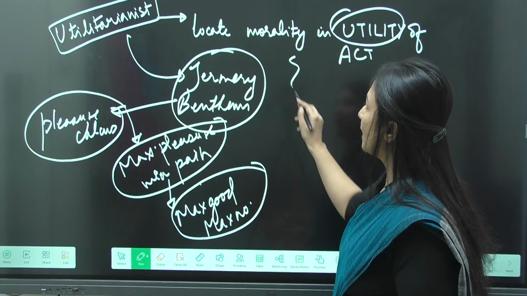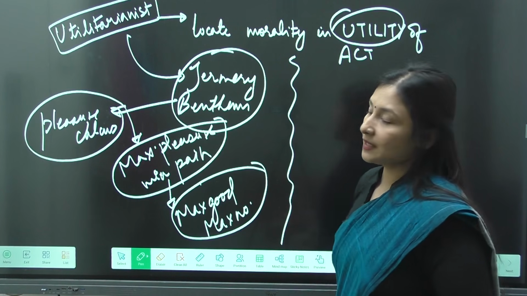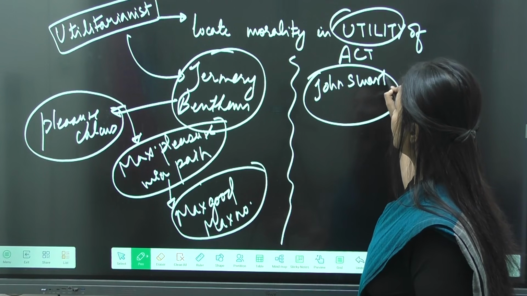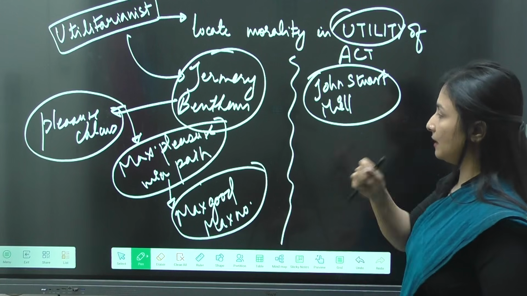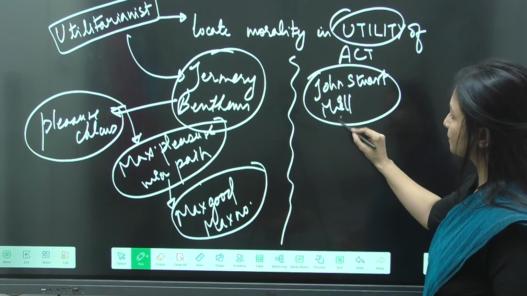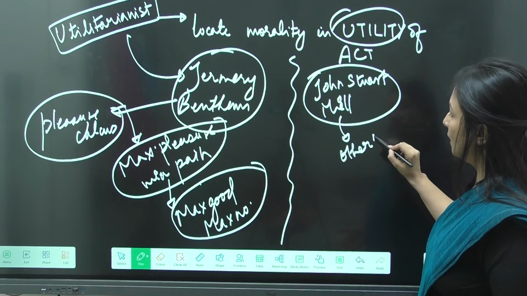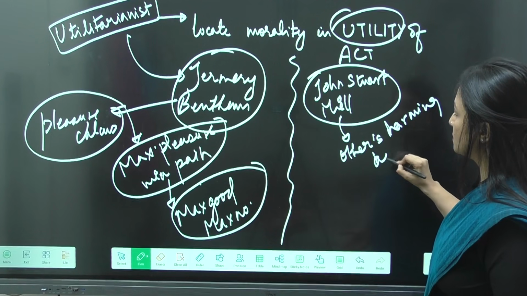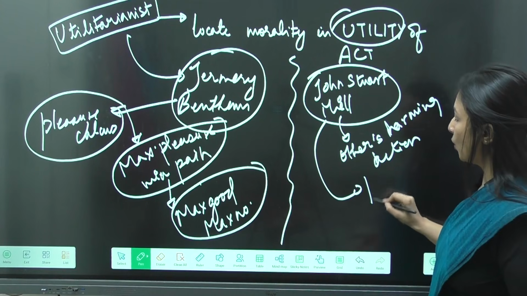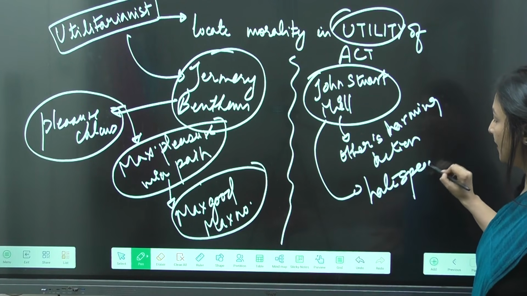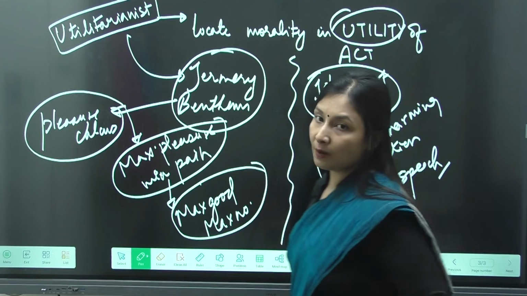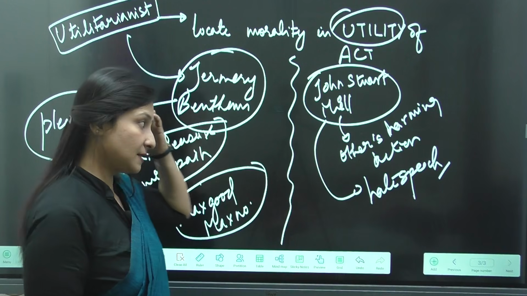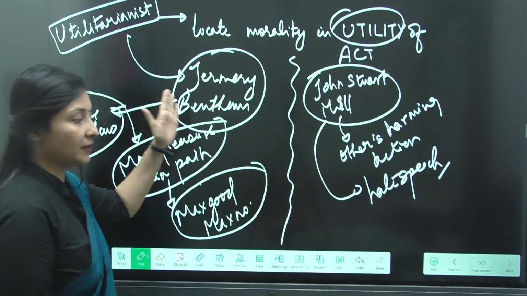Is it clear? Another one which we study here is John Stuart Mill. And John Stuart Mill specifically tells that in others-harming action, this whole concept of hate speech, hate crime, cow vigilantism, mob lynching, Dalit lynching, whatever has been done is absolutely wrong. Is it clear? So this is how we are going to take the utilitarianist theory.